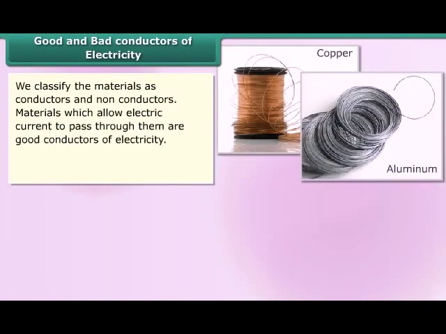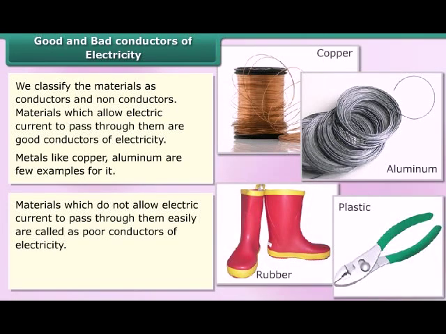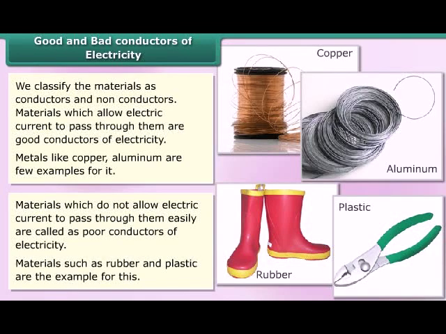We classify the materials as conductors and non-conductors. Materials which allow electric current to pass through them are good conductors of electricity. Metals like copper and aluminium are a few examples. Materials which do not allow electric current to pass through them easily are called poor conductors of electricity. Materials such as rubber and plastic are examples of this. We use a tester to test the conductivity of materials which are in solid state.